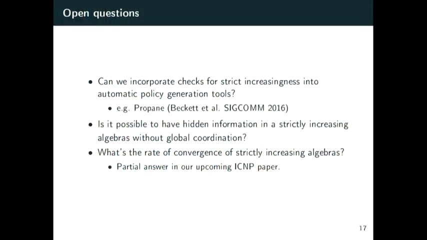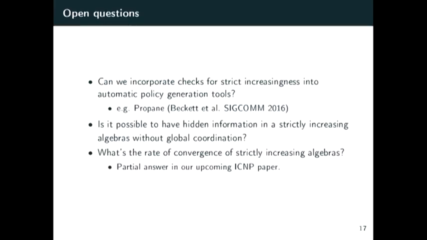Secondly, is it possible to have hidden information? Is it possible to hide your policy implementation details and still have a strictly increasing algebra? We don't have any strong ideas about this. Perhaps there's an impossibility result out there.